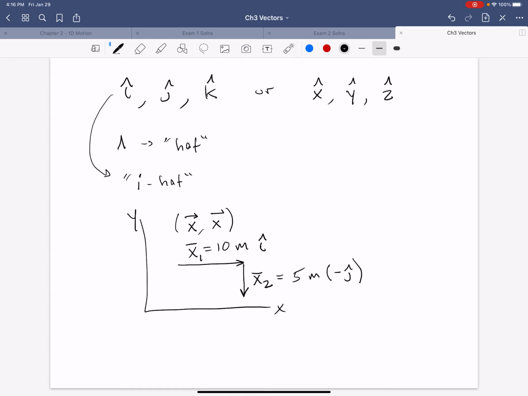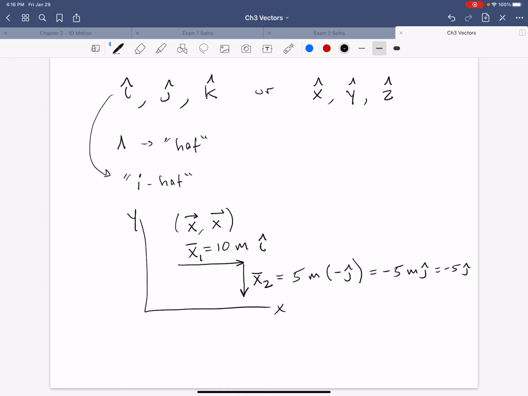j hat. Okay. So you can turn this into minus 5 meters j hat, right? Or even just minus 5 j hat if you know the meters are assumed. Okay. All of these are valid ways of writing his second displacement. You could also write negative y hat.